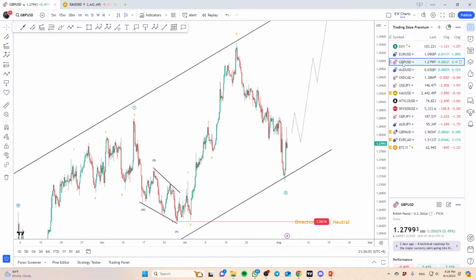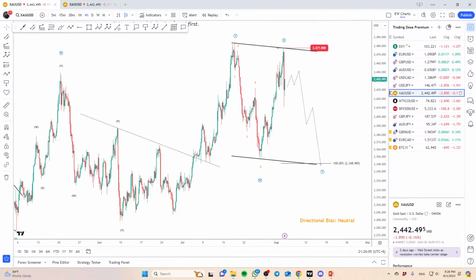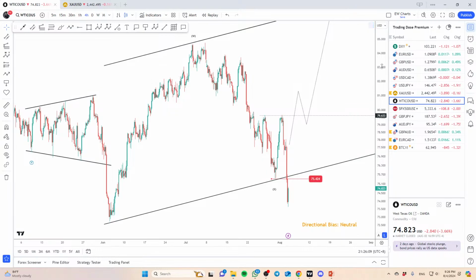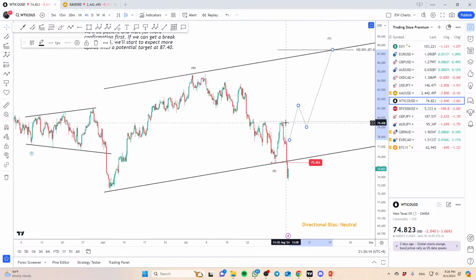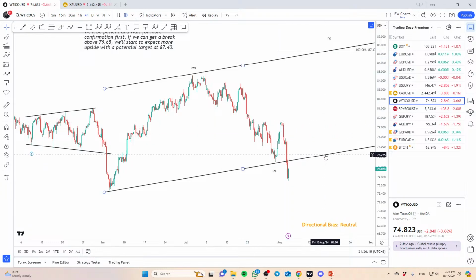Okay, so that's the closest one. I'm going to flag this. Then we look at crude oil. Crude oil here, initially we were looking at upside, but we didn't really get that impulsive break for the confirmation. The market just keeps coming down lower.